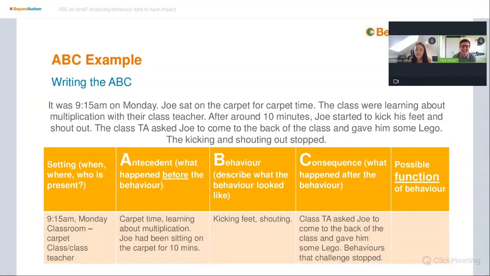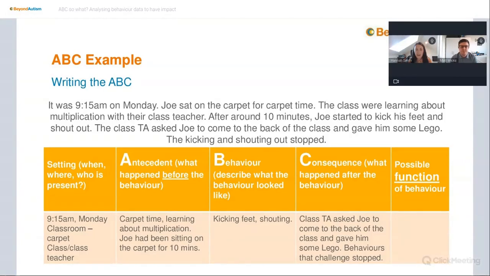And then what would the possible function be? Maybe have a think yourselves as we're talking through. So we've got all that information. We know what happened before. So they were doing carpet time. That's when the behaviour started to occur. And then the consequence was that they left that activity, went and did some Lego, and that's when the behaviour stopped. So thinking about the possible function here, is it escape? Is it attention? Is it access to tangibles, so a specific activity or item? Or is it a sensory behaviour that the behaviour in itself brings about that nice feeling?